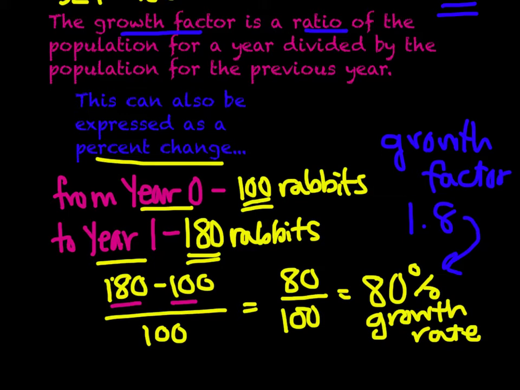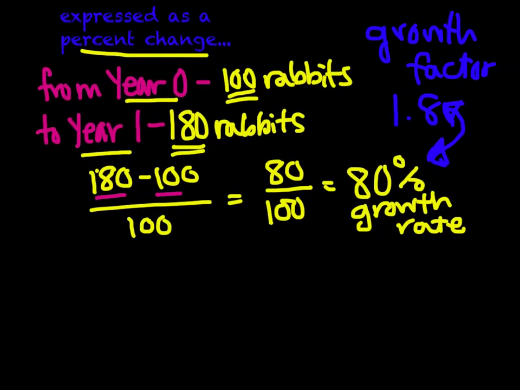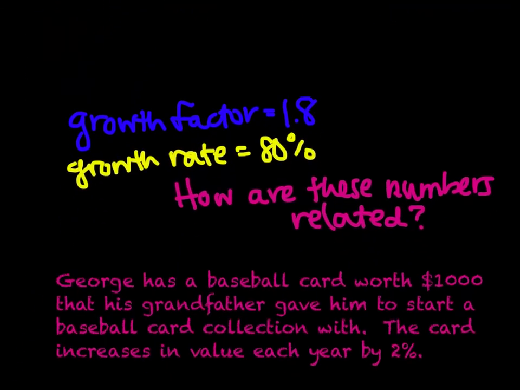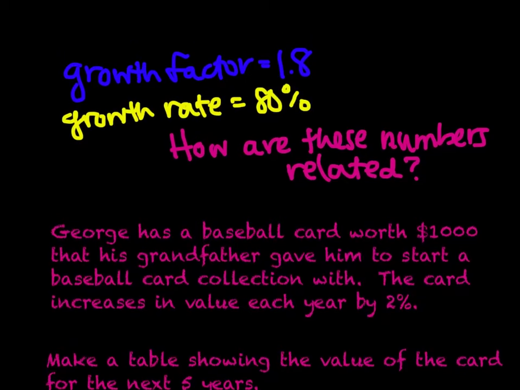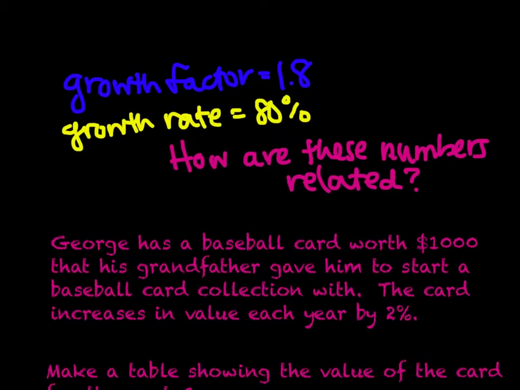So our job now is to determine how these two things are related. So let's move on. How is that growth factor of 1.8 and the growth rate 80% related? Well, if we look more specifically, this 0.8 right here, if we were to turn 0.8 into a percentage, we would have to move this decimal point over 2, so we'd have to multiply it by 100 and we'd get 80%.